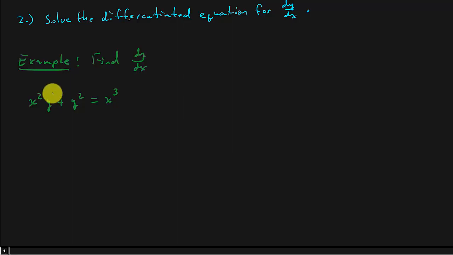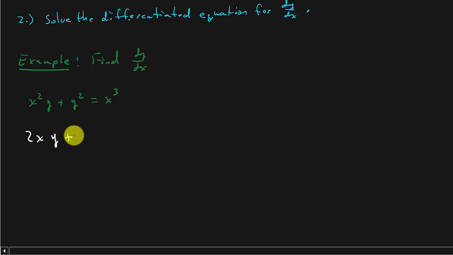All right, so notice this first term here. We've got two functions here. We've got an x squared and we've got a y. So that means we have to do the product rule there. The x squared is our first function. The y is our second function. So the product rule says the derivative of the first function, which is 2x, times the second function, which is y.